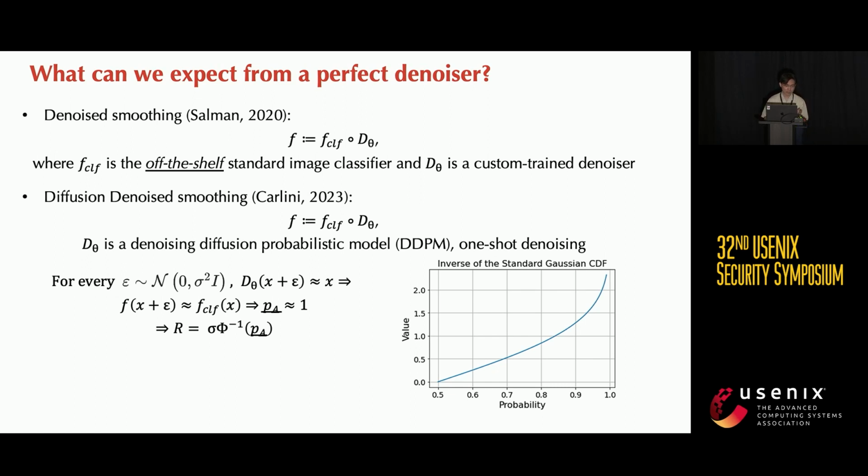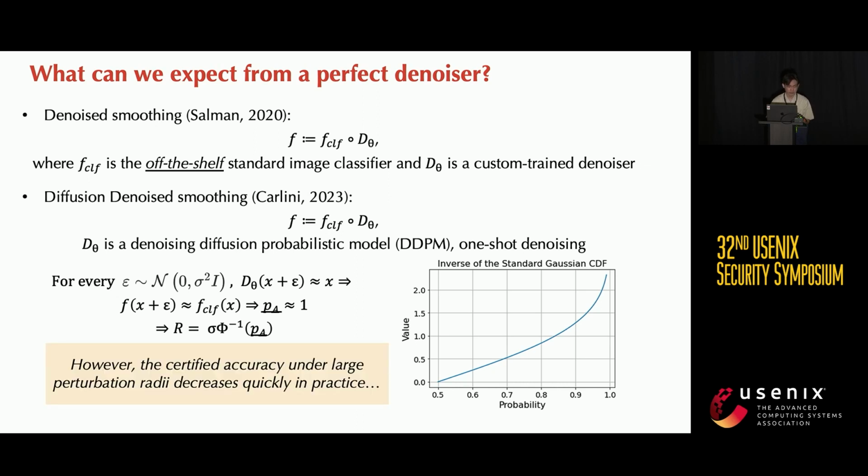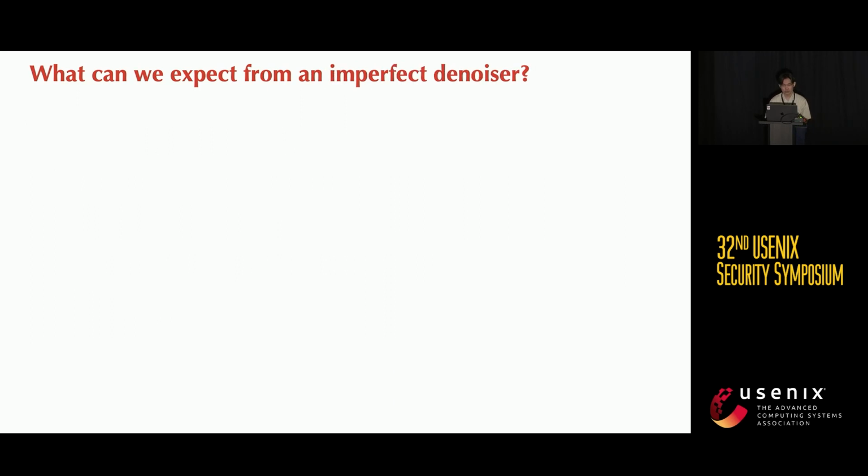However, when we check the corresponding experimental results for this method, we observe that the certified accuracy at large perturbation radii actually decreases quickly in practice. It just means the denoiser is not so perfect, even with the DDPM. So another question is, what can we expect from an imperfect denoiser?